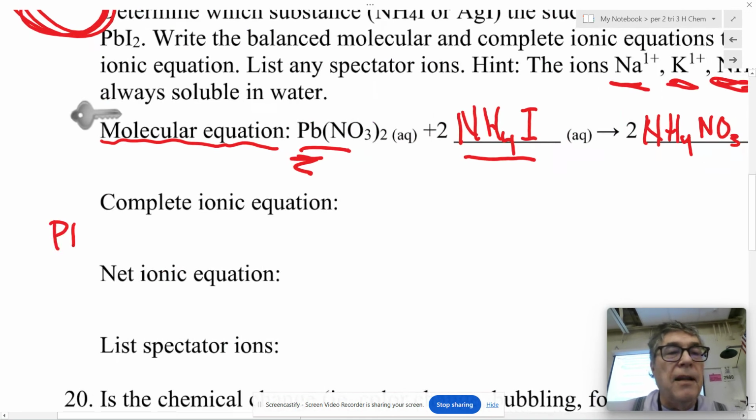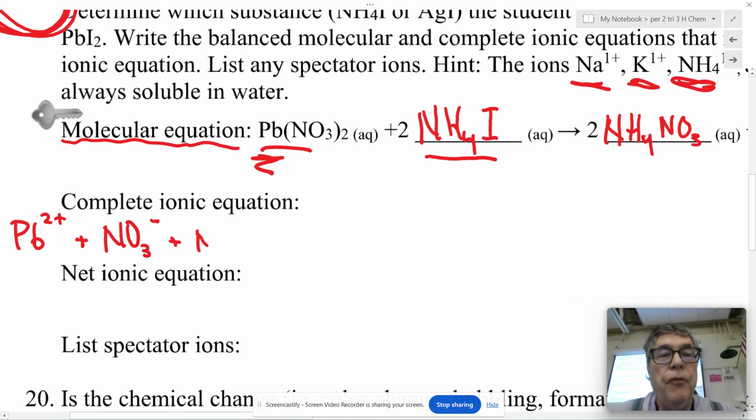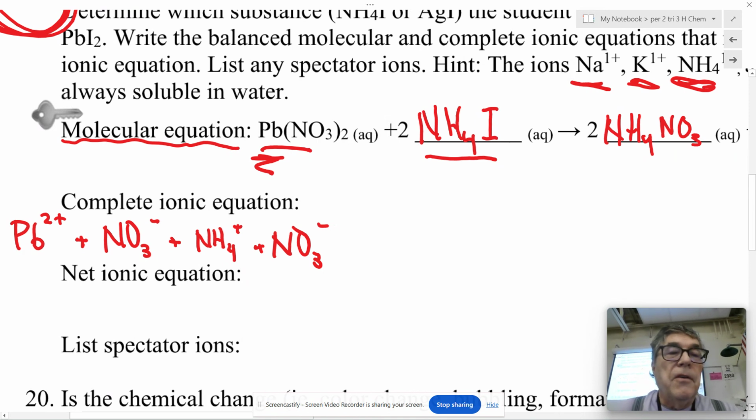So when you're doing this, like you're doing it right now, you should start and give yourself some room. There's lead with a charge of +2. There's NO3 with a charge of -1. There's NH4 that we looked at on your common ion sheet with a charge of +1. There's NO3, -1. So those things we were all familiar with, except one thing.